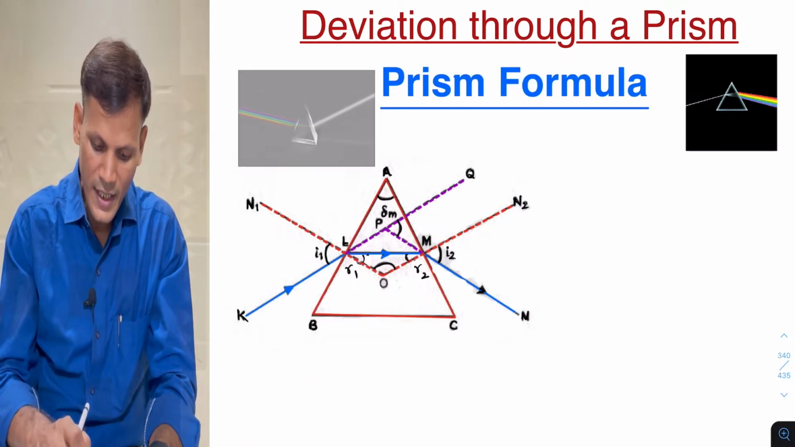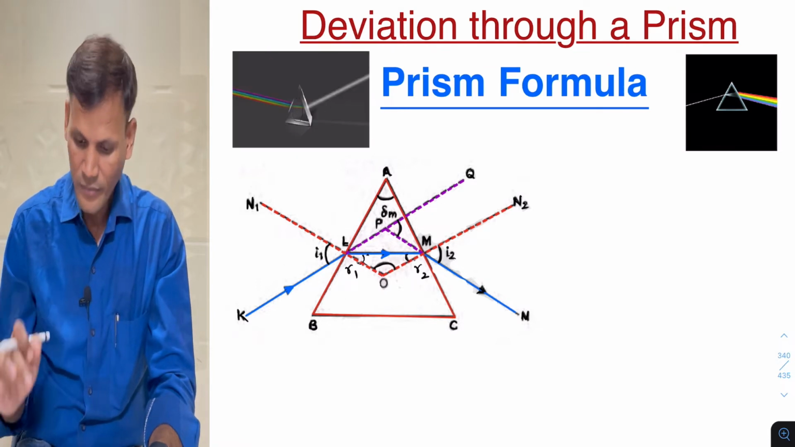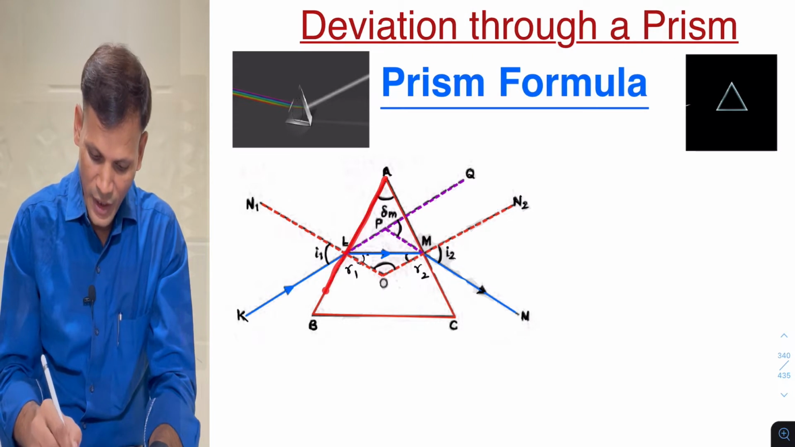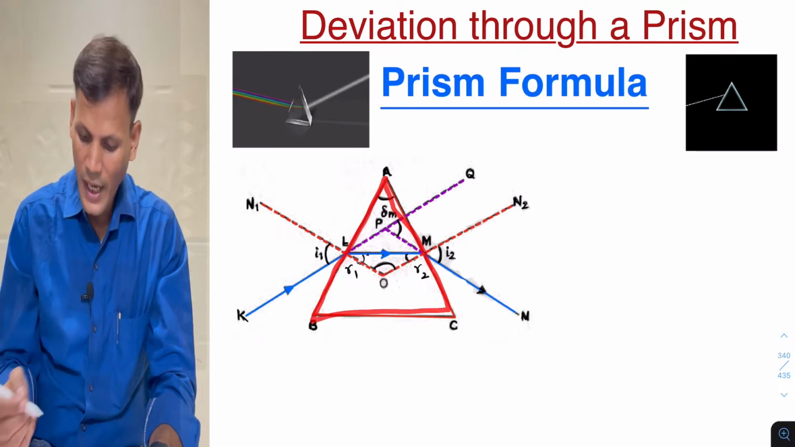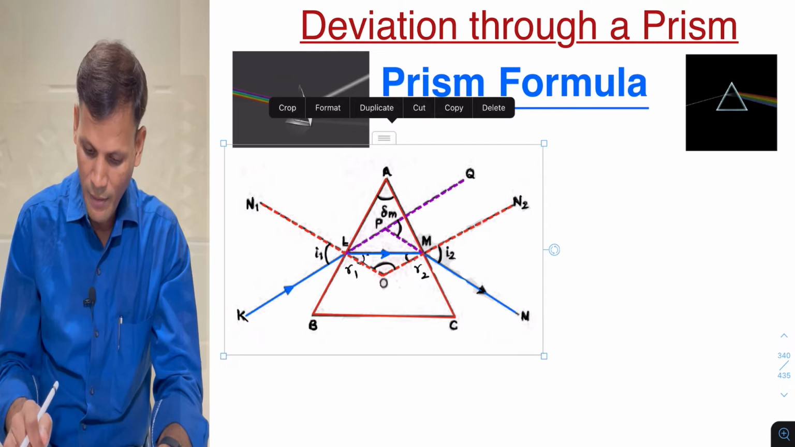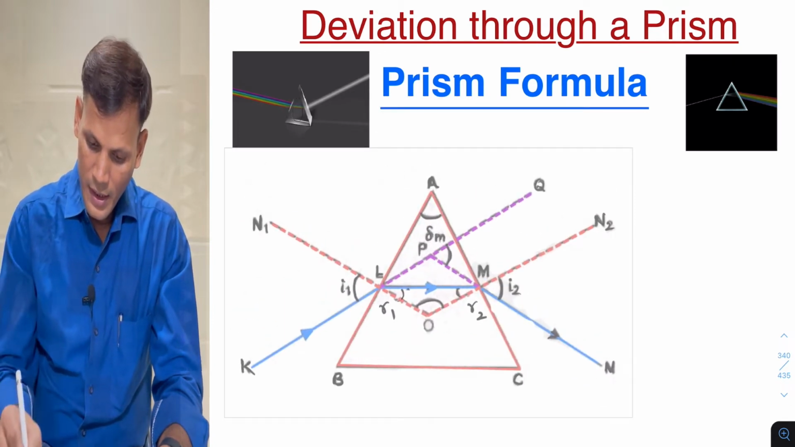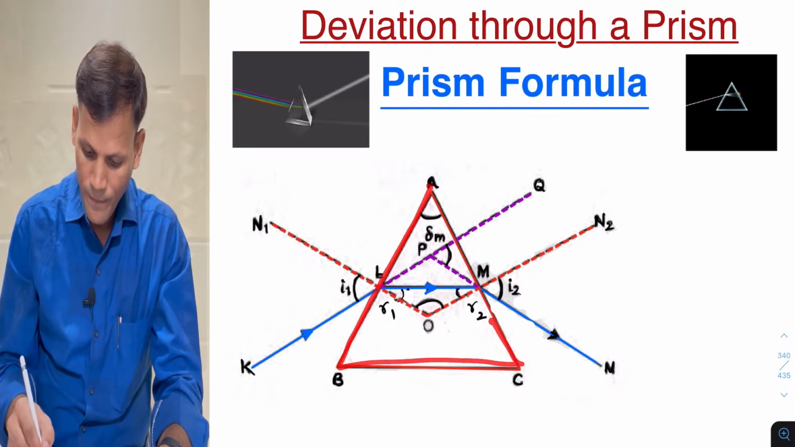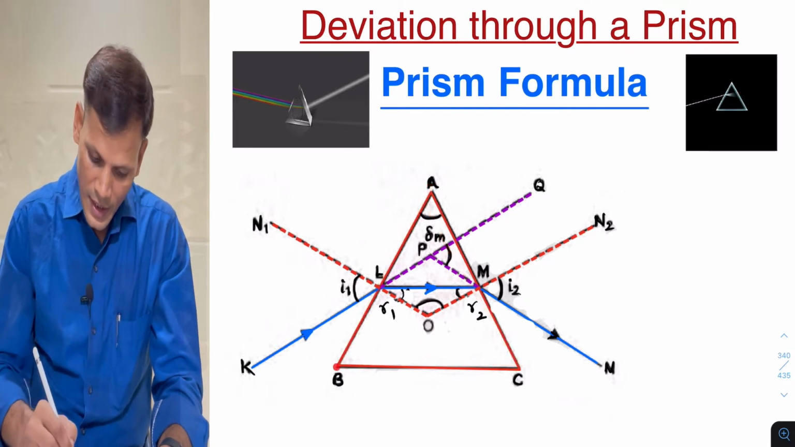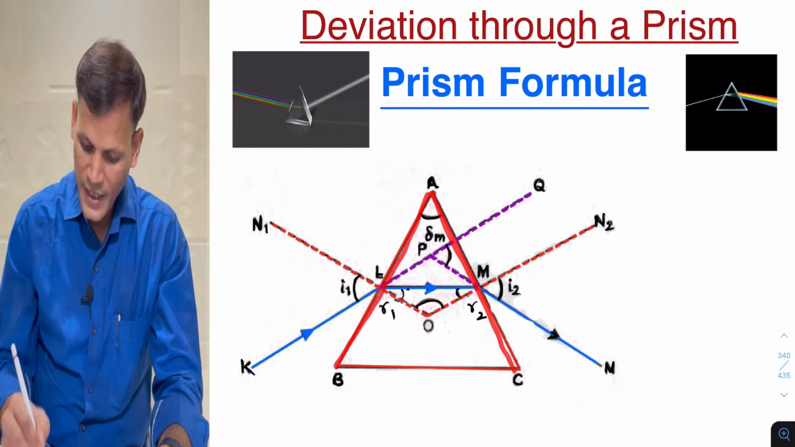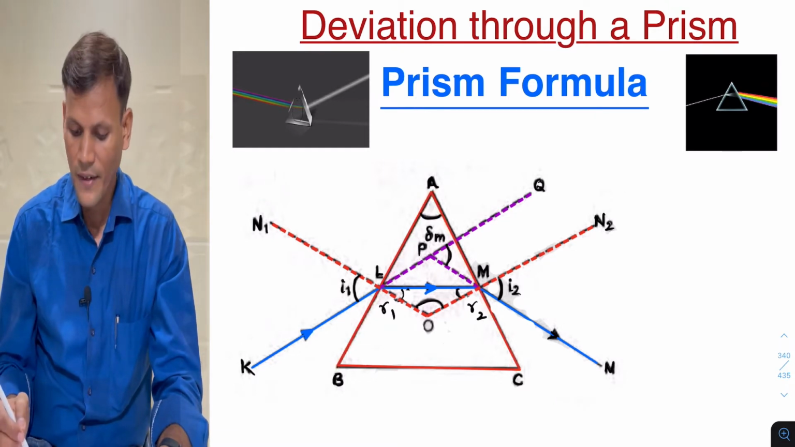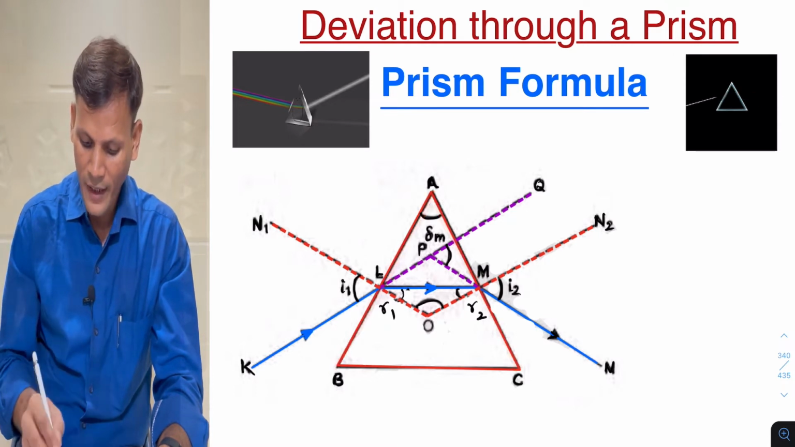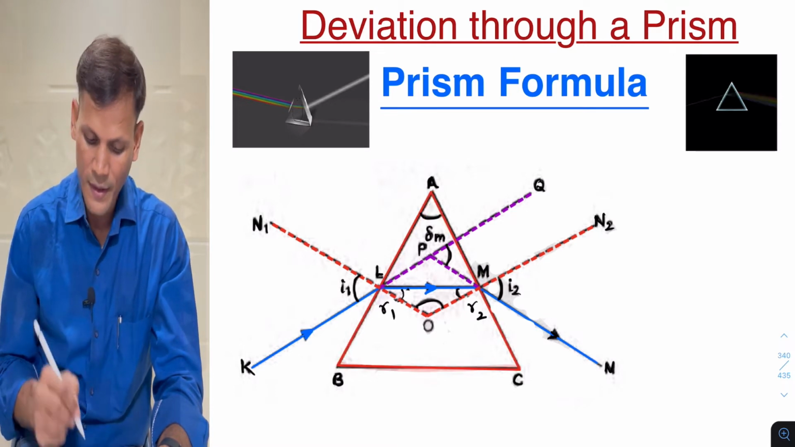So what I said about the prism, on behalf of that, this is the diagram for the prism. Now as we discuss this diagram, I will say this is any prism ABC. Sides AB and AC are the refracting surfaces, and BC is the base.